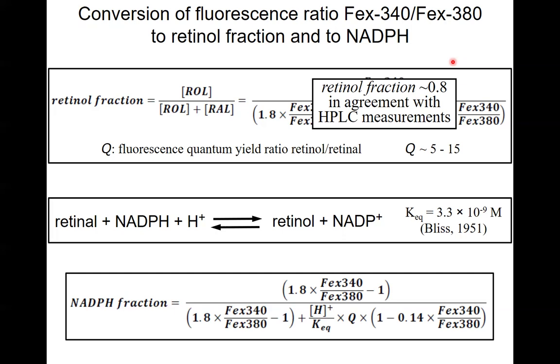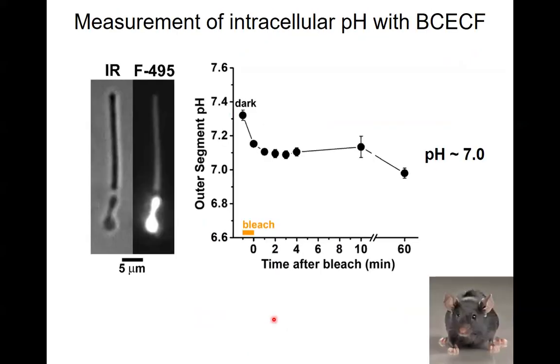The other thing is that when we plug in the numbers, we'll go over it in the next few slides, with protons and everything, the numbers that we get for NADPH fraction are in agreement with histochemistry. And we'll get to that in a moment. So first, we need to measure intracellular pH in order to go from retinol fractions to NADPH fractions.